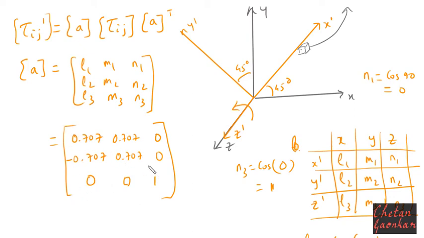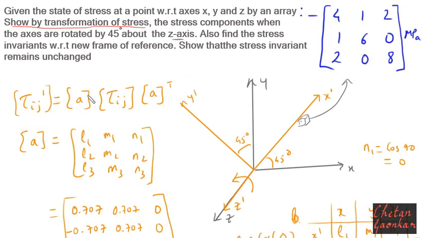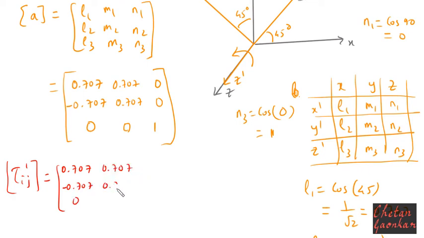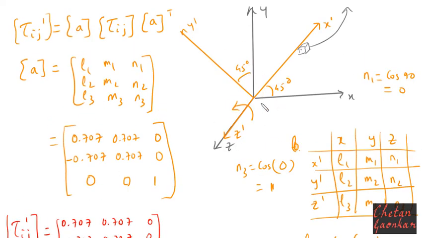Once I get the transformation matrix, just substitute it in the transformation equation. So my equation will be tau ij dash equal to my transformation matrix: 0.707, minus 0.707, 0, and 0.707. Please remember that this is not a symmetric matrix. Sometimes we make the mistake of thinking that it is symmetric. In fact, see here itself it is not symmetric. Here I have got minus, here I have got plus. These values depend upon how the rotation is taking place with respect to the original axis.